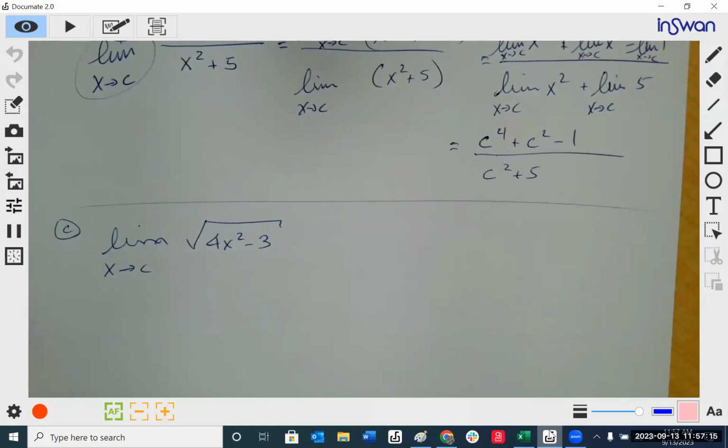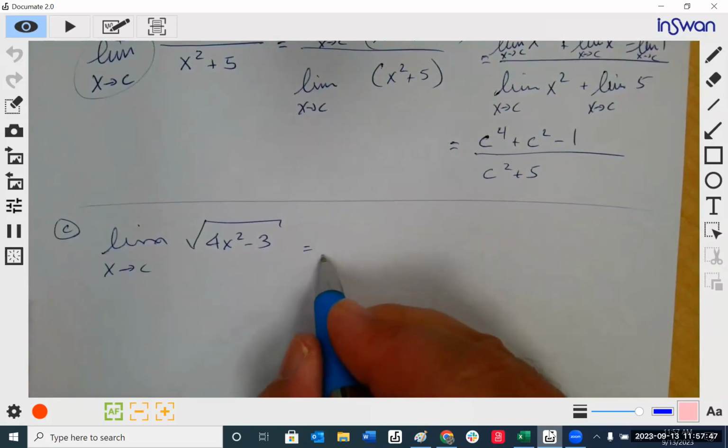Now, is there a rule that has a combination like that, a chain type rule? Let's look at rule number 7, the root rule. Does it say anything about f of x inside there being anything done to it other than just a limit to it?